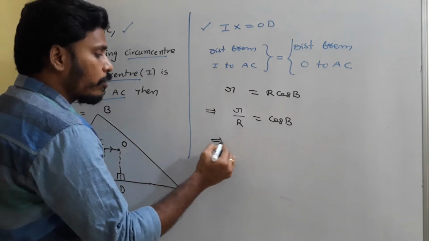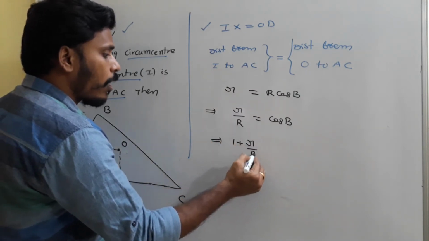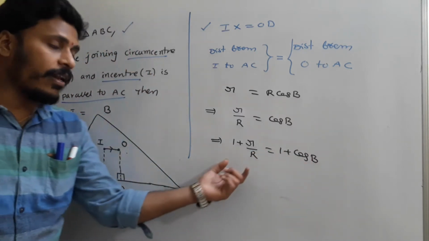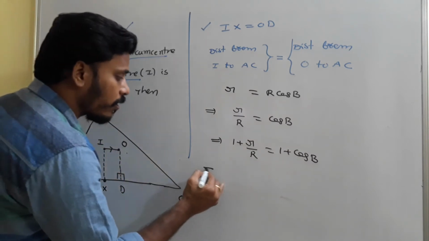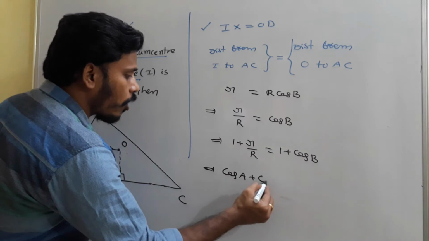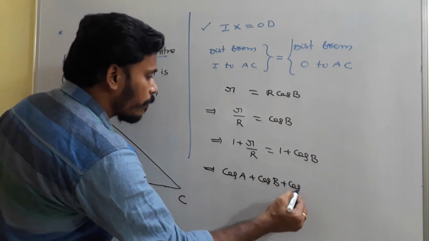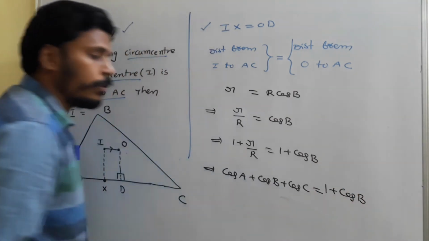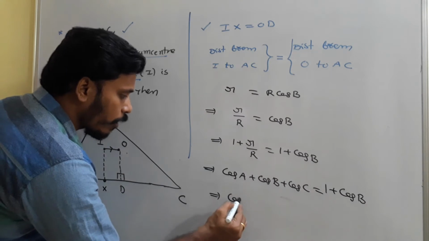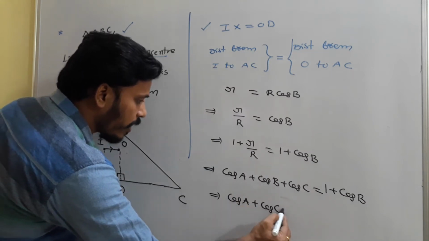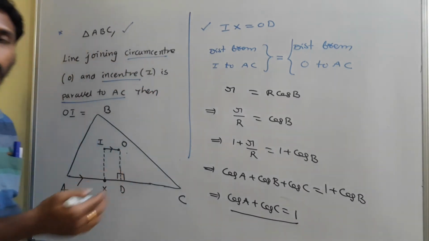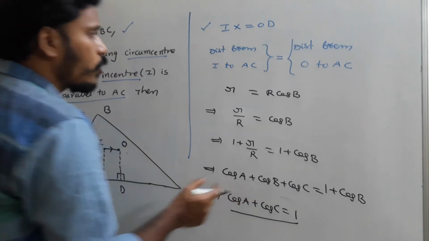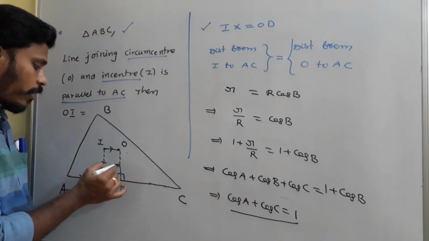You just add 1 on both sides: 1 plus small r by capital R is equal to 1 plus cos B. And already we derived that 1 plus small r by capital R is nothing but cos A plus cos B plus cos C. In a triangle, cos A plus cos B plus cos C is 1 plus small r by capital R. This is equal to 1 plus cos B. You just cancel out that cos B, and you are left with cos A plus cos C as 1. Already we mentioned it at some point in our regular class. So now we have in our hands that cos A plus cos C is 1.